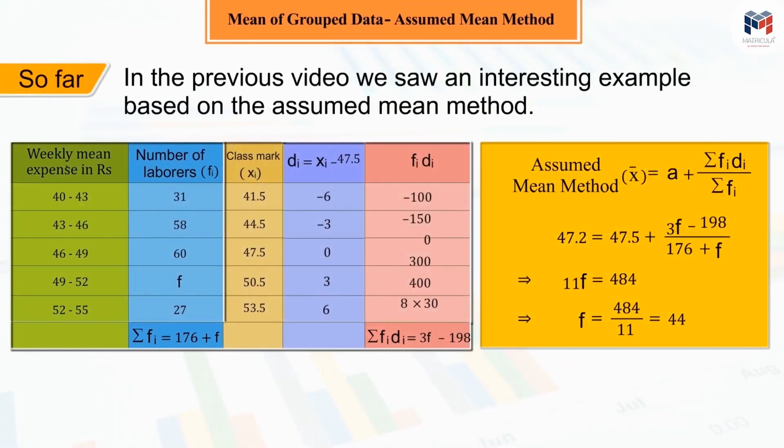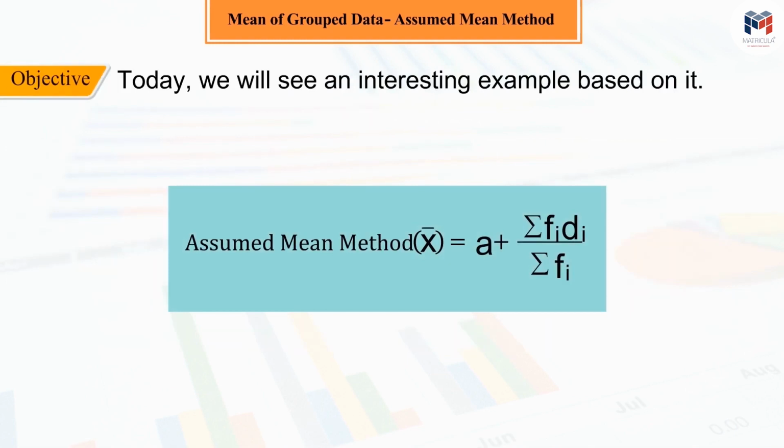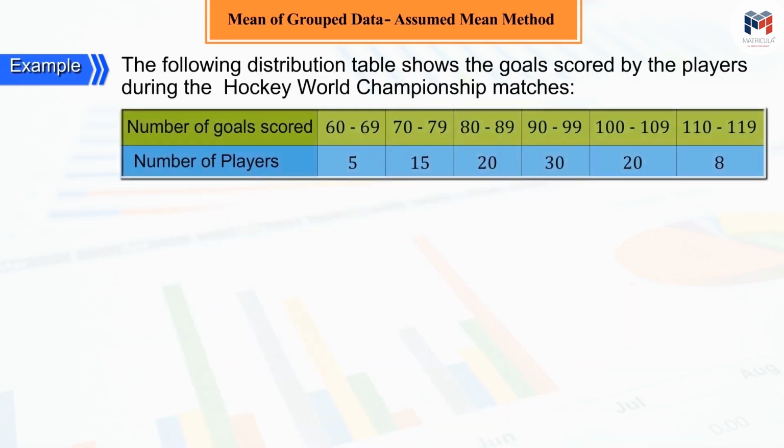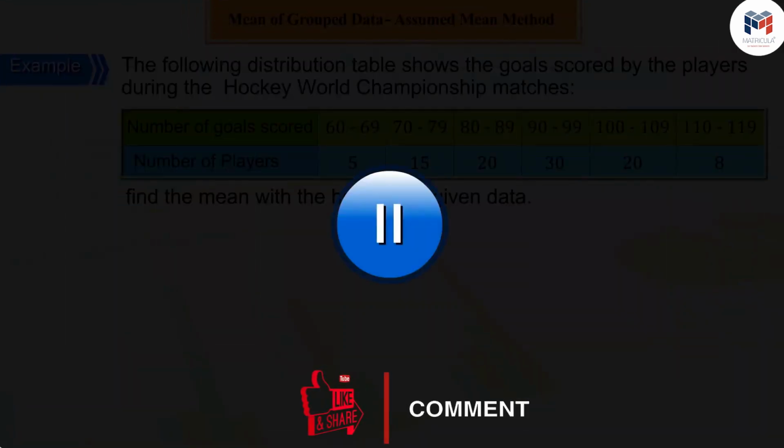In the previous video, we saw an interesting example based on the assumed mean method. Today, we will see another interesting example based on it. The following distribution table shows the goals scored by the players during Hockey World Championship matches. So, can you find out its mean with the help of these values? Pause the video to solve the question and then match your answer.